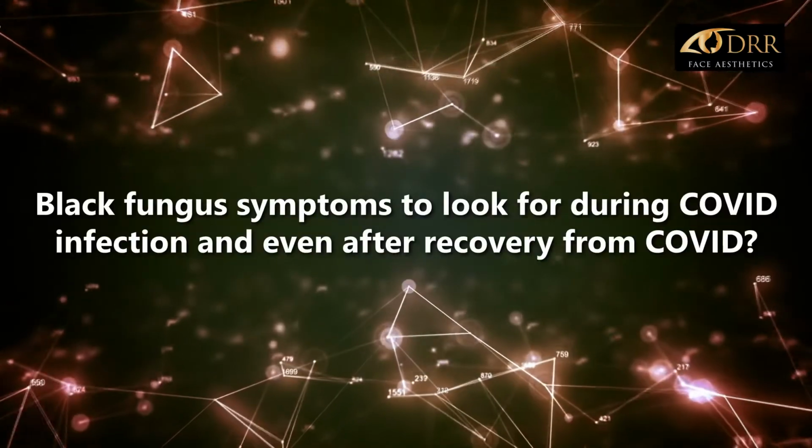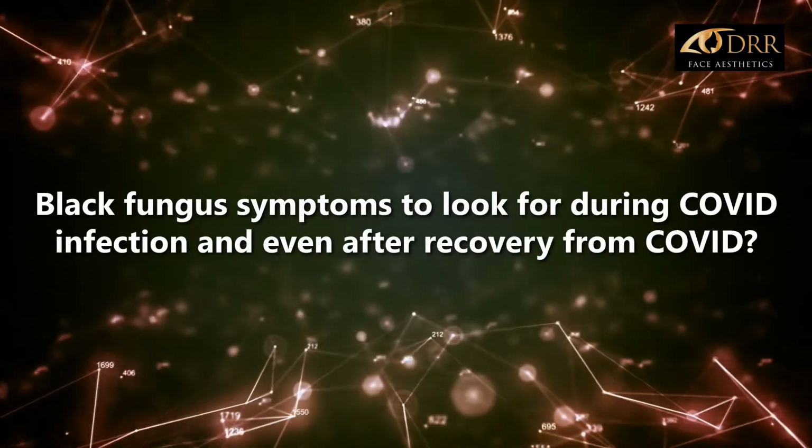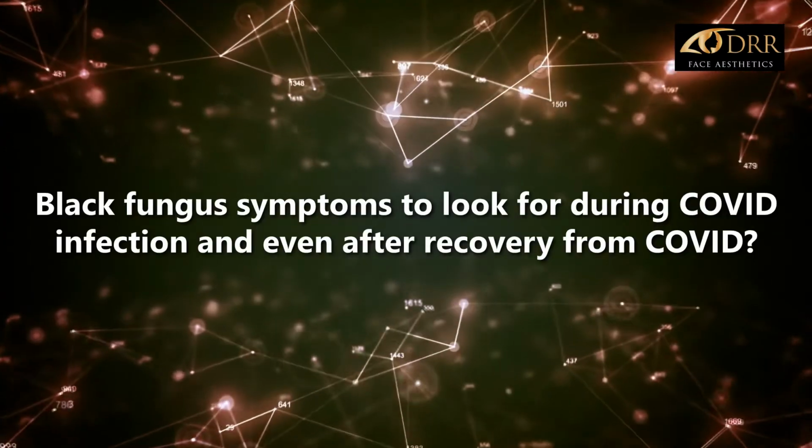Black fungus symptoms to look for during COVID infections and even after recovery from COVID. So this black fungus starts in the nose, spreads to the sinus, then to the eye and then to the brain. So the earlier symptoms are seen in the nose. You will see blood tinged or dirty discharge from the nose. There can be nose block or nose stuffiness. There can be black spots seen inside the nose or on the roof of the mouth when you open the mouth. There can be face pain because the nerve supplying the face is affected.